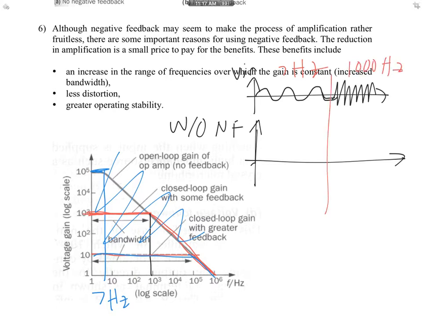Okay, so when the frequency is 7 Hertz, from the original graph, without negative feedback, you refer to the original graph. Without negative feedback, then when your frequency is 7 Hertz, what is your gain? 10 to the power 5 right now. So this part will be amplified very big.